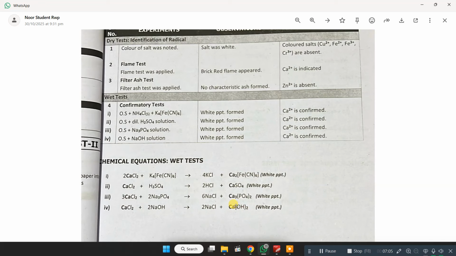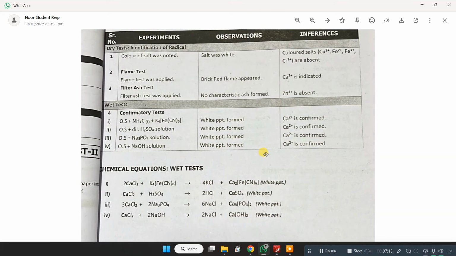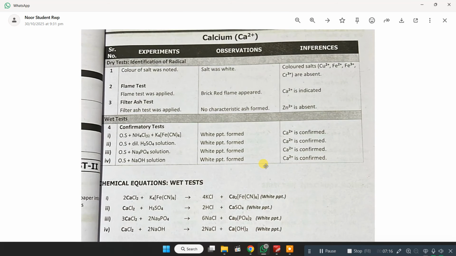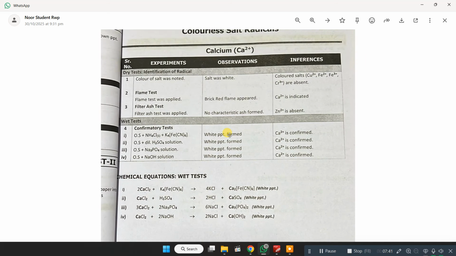Again, as calcium ions are present in all these species, these are the major products of your test. In the wet test, we have confirmed that calcium 2+ ions are present in all the reactions, and the confirmatory test has been confirmed through the observation that a white precipitate was formed in all of these reactions. Hopefully this reaction is clear. Do you have any issue? Let me know.